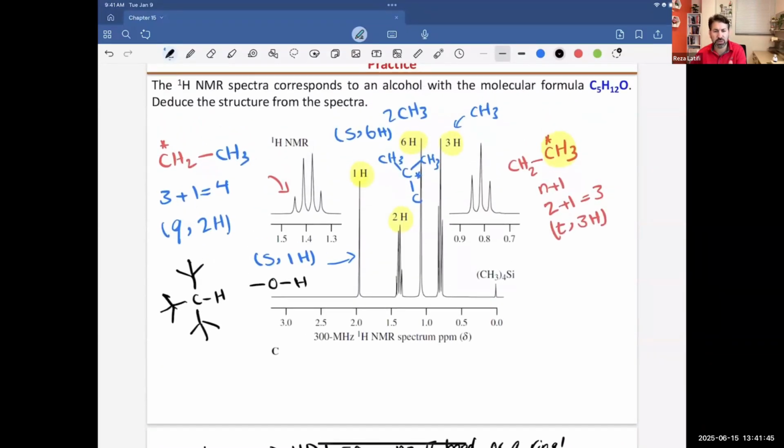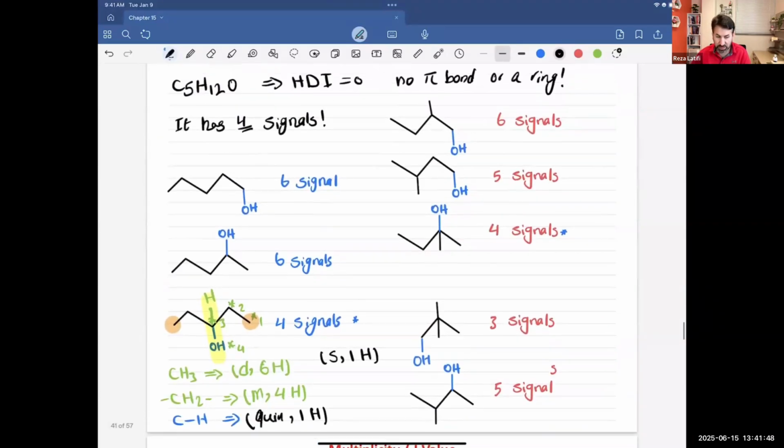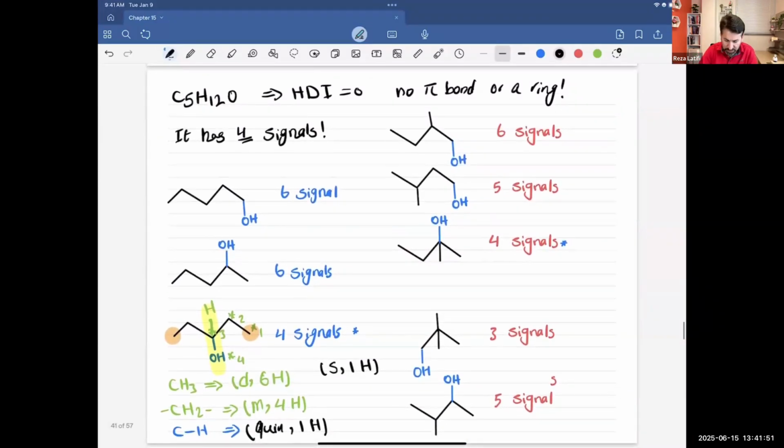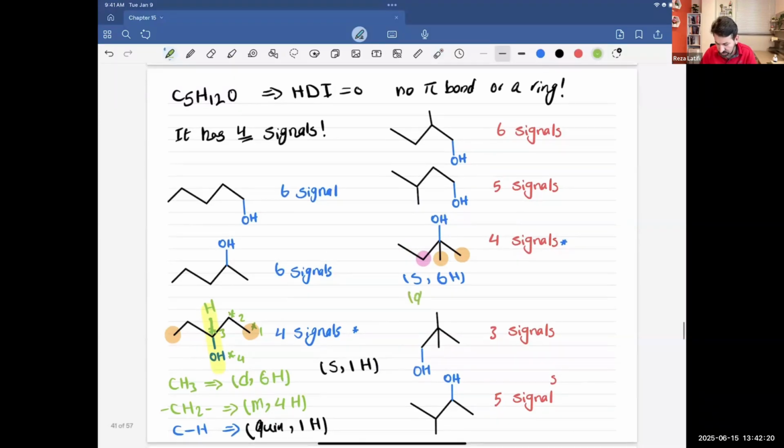Well, this one says triplet and quartet. So that's one sign that maybe this is not the structure. How about the next one? We have 2 methyls, and they are identical. Do we have a neighbor H? No, there is no neighbor H. So I'm going to get a singlet peak for 6 hydrogens. That's 1. And next, this one will be split by the methyl. Because we have 3 hydrogens there, I'm going to get a quartet, and that's going to have an area equal to 2 hydrogens.